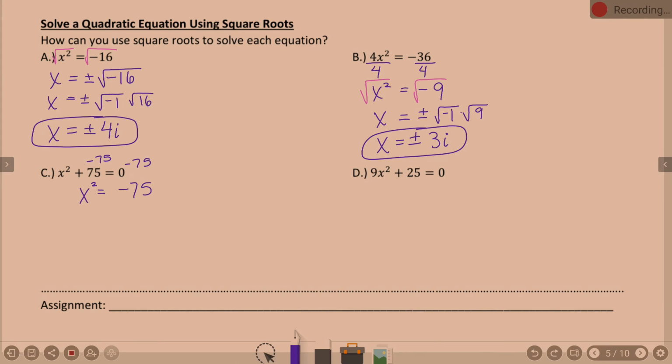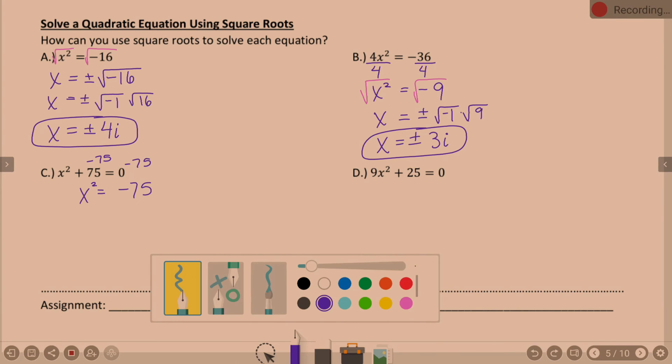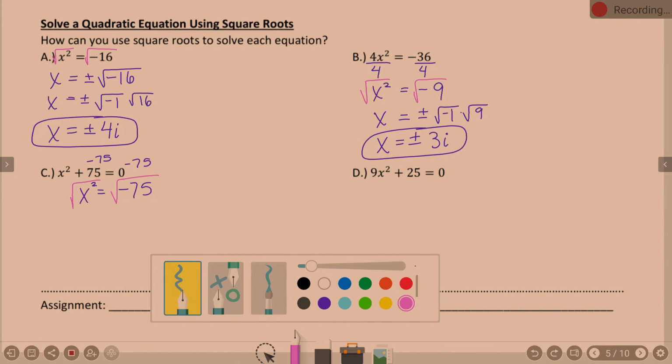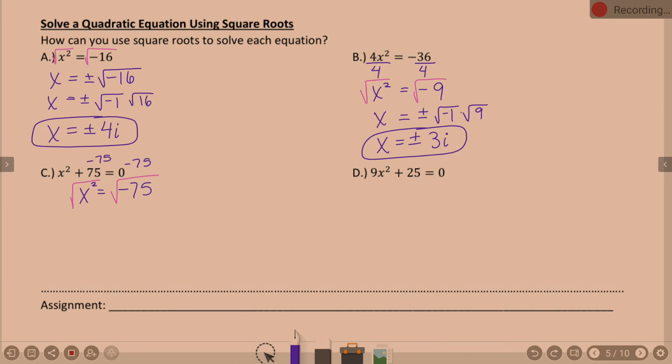Once you have x squared equals, you're going to take the square root. Square root of x squared is x. Square root of negative 75. What has to go in front? Plus or minus. We know there is a square root of negative 1 there, yes? What do you know about 75? It's not a perfect square itself. You put it on the calc there, you get a decimal. I don't want decimals.